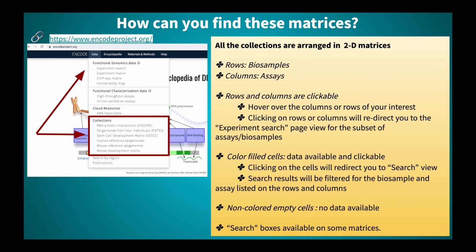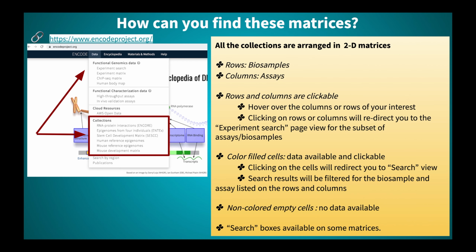Both the rows and the columns are clickable. Once you hover over the columns or the rows of your interest, you can click them and subselect the dataset of your interest. Color-filled cells indicate that we have data available for those combinations. If you find cells that are non-colored or empty, that means no data is available on the portal.